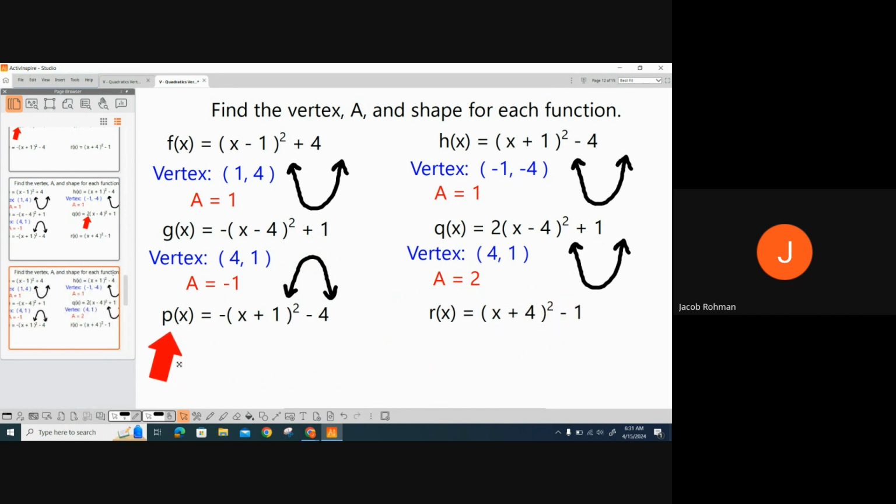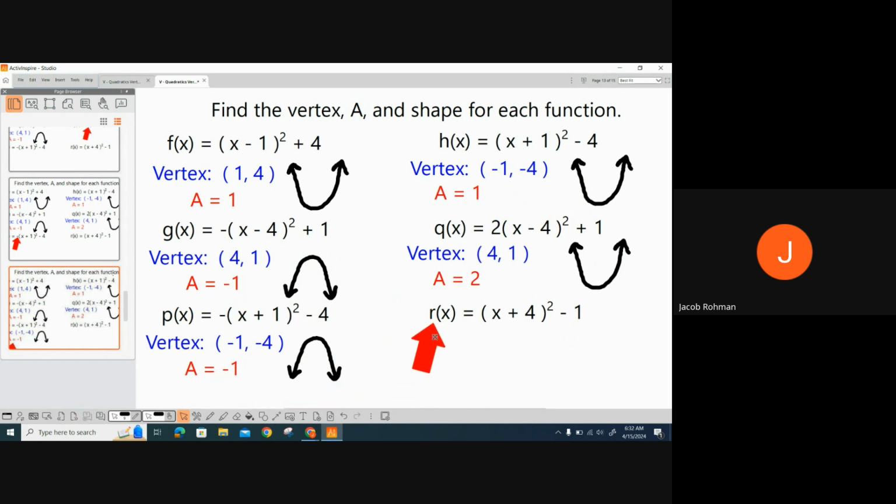Now let's look at p of x. So p of x, we see that the vertex is going to be at (negative 1, negative 4), just like up here. We're going to say that a is equal to negative 1, just like up here. And then since a is less than 0, we're going to say it's a downward facing parabola. So you can see all of that listed out on p of x.